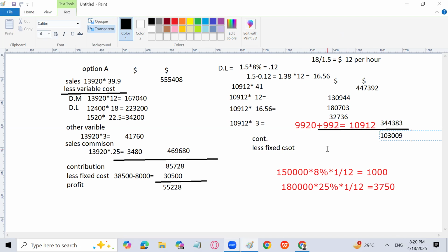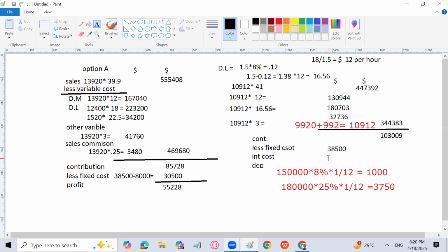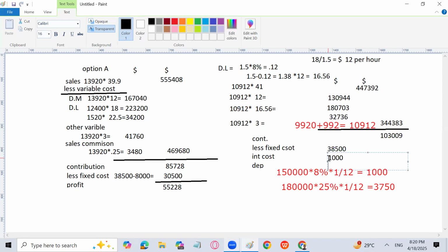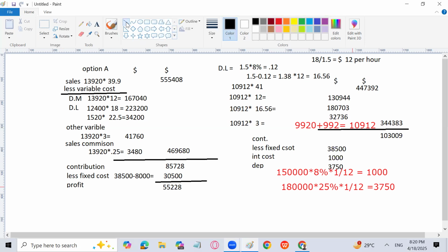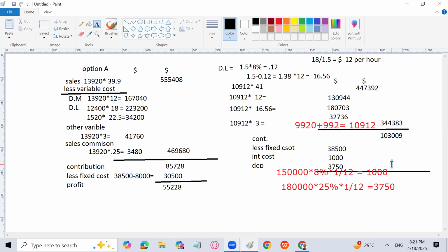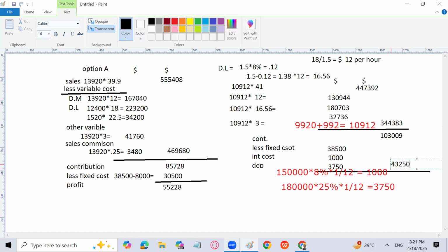103,009, less fixed cost which is already there, 38,500. There are two fixed costs which are increasing, the interest cost and the depreciation. So please add them up. Interest cost we have calculated, that is 1,000, and the depreciation is 3,750, already calculated and shown to you in the question. 43,250 subtracted from contribution, you will get the profit for the year, 59,759. So the profit for the year in option B is the highest one.